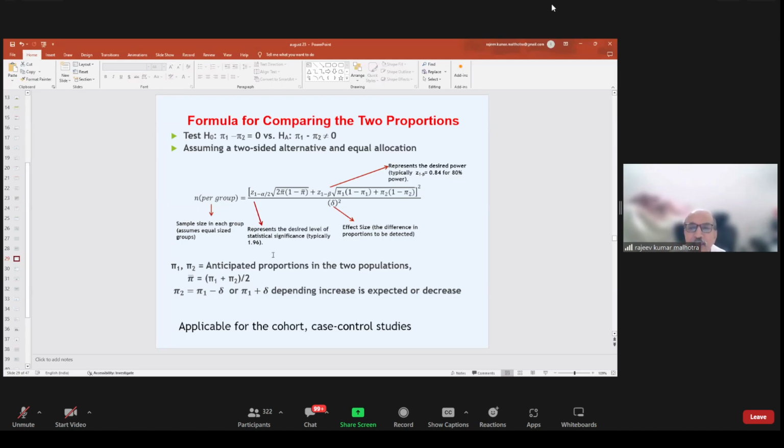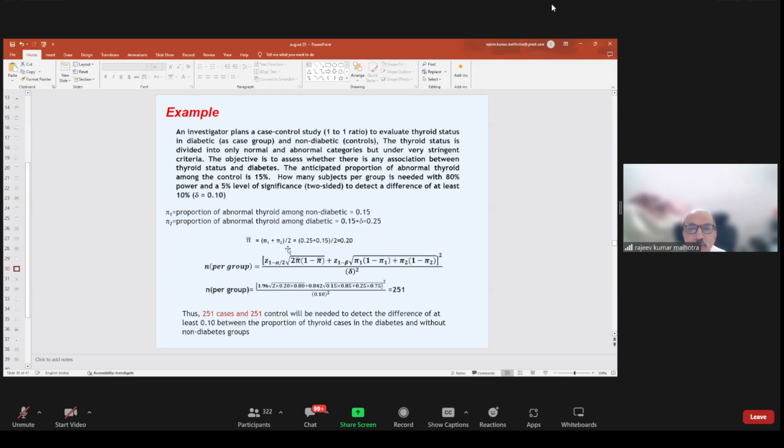Generally, we use proportions in case-control studies or cohort studies where we have two groups. Now, this is one practical example I am taking. The investigator plans a case-control study with a 1:1 ratio to evaluate the thyroid status in diabetics. The diabetic group is our case group and the non-diabetic group is our control group. The thyroid status is divided into only normal and abnormal categories.